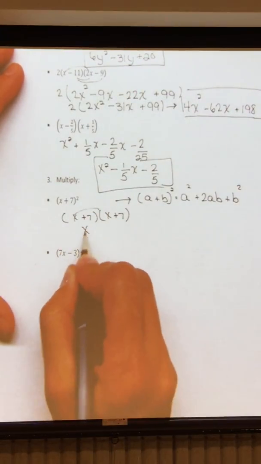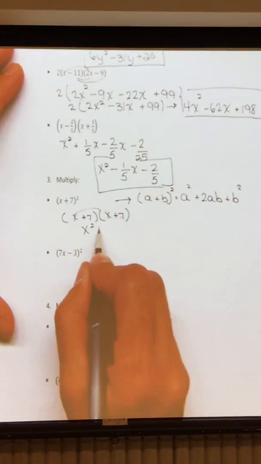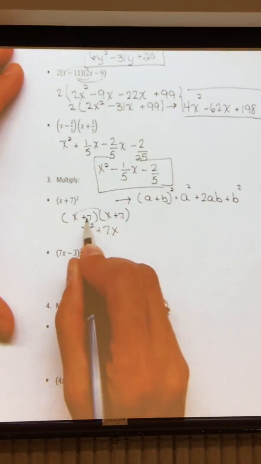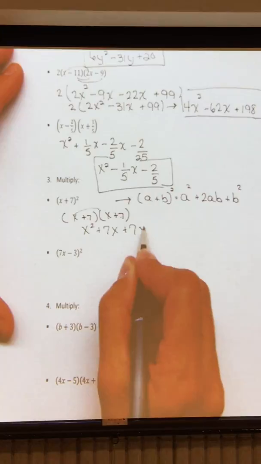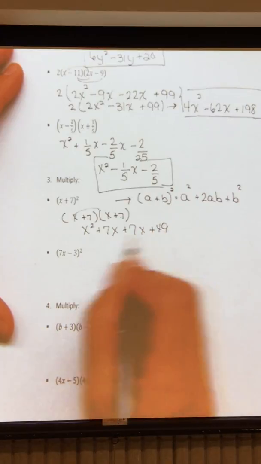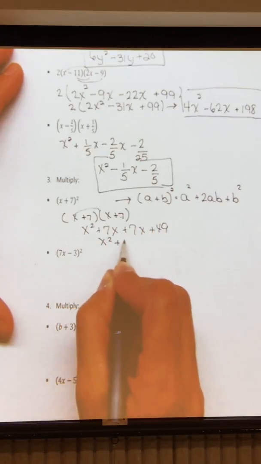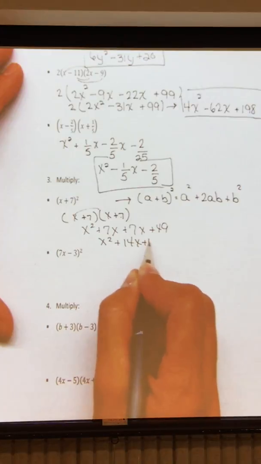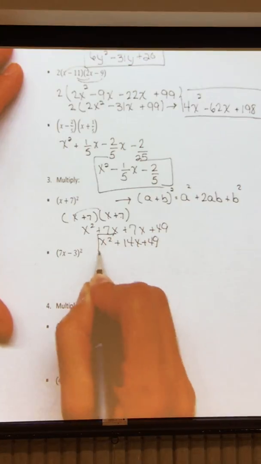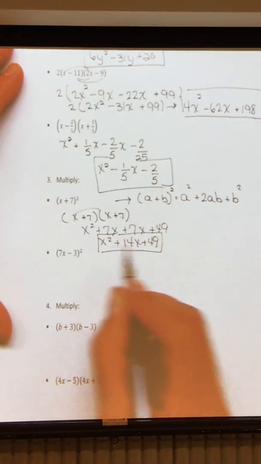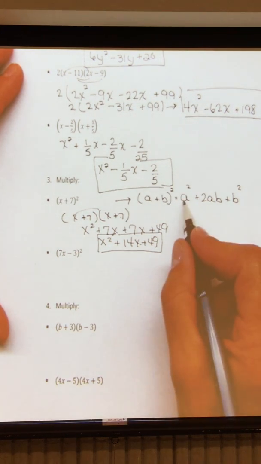So x times x is x squared. X times 7 is 7x. 7 times x is 7x plus 49. So we have x squared plus 14x plus 49. Now that's multiplying by FOILing, or we can use the special product rule.